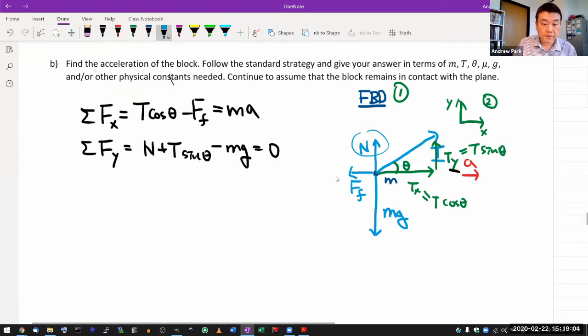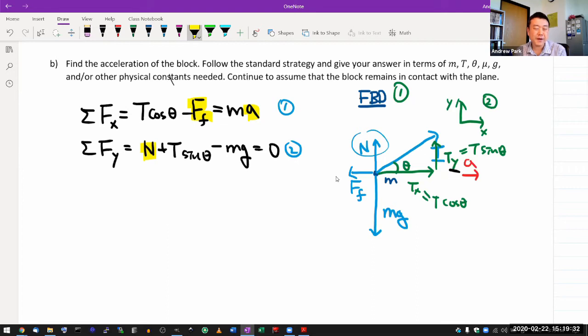And let me count the unknowns. 2 equations. And then my unknowns are, I know tension, I'm given tension, I think. I don't know friction force, I'm not told that. I'm asked to find the acceleration, so I don't know that. And I don't know normal force. 3 unknowns, so that means I need 1 more equation.